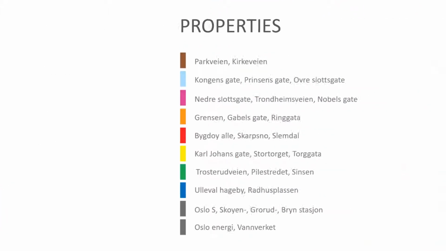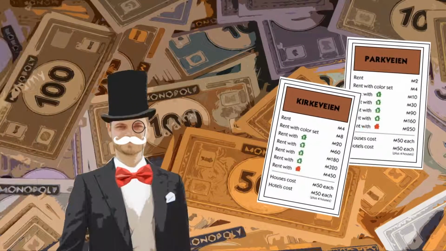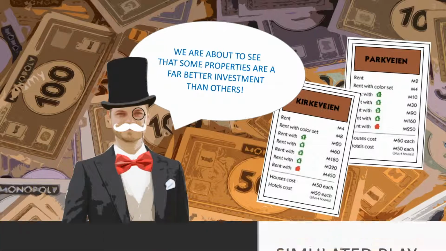Lastly, here is a list of all of the properties in the Norwegian version of Monopoly and their respective color sets. Up next is the section on simulated play in Java, and we are about to see that some properties are a far better investment than others.